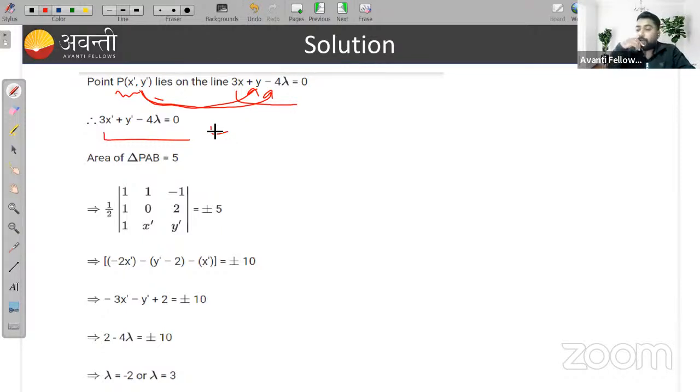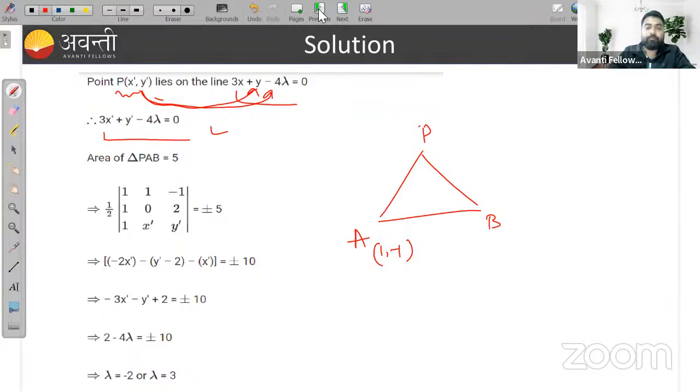So, the area of the triangle PAB. What will be the area of triangle PAB? We already have the coordinates of A, that is (1, -1), and the coordinates of B, that is (0, 2). And the coordinate of P is (x', y'). Now if we try to find the area of this triangle, what will be the formula?